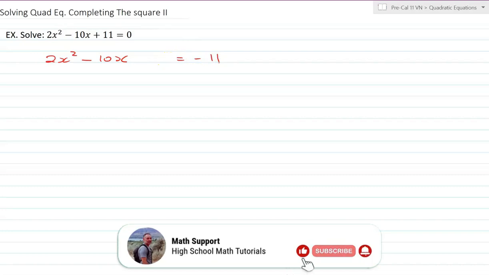So first, remember to isolate the constant. So that would be 2x squared minus 10x. We're going to isolate that. That becomes negative 11 to the other side. Okay, that's the first thing we do.